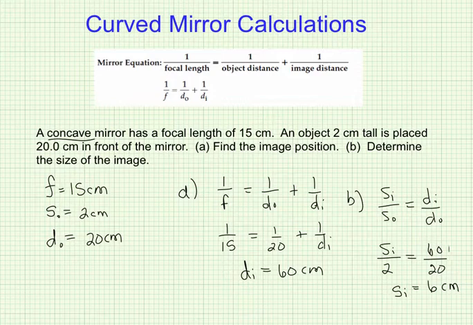So we could also call that the magnification. The magnification is simply the ratio of the image distance over the object distance. So you can see that if my object was 2 centimeters, my image is going to be 6 centimeters.